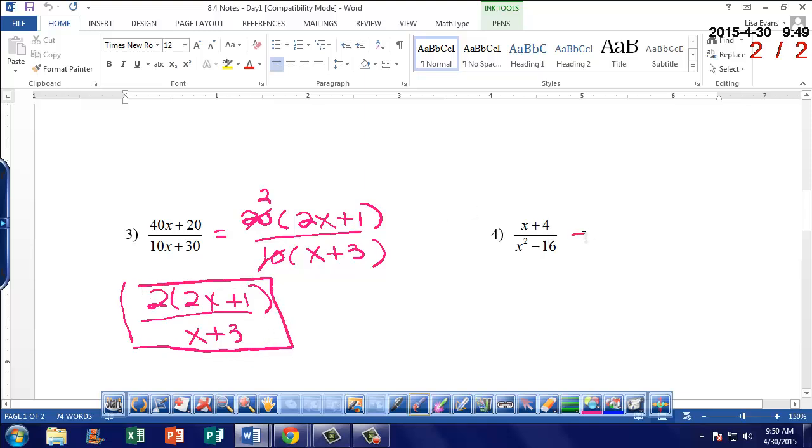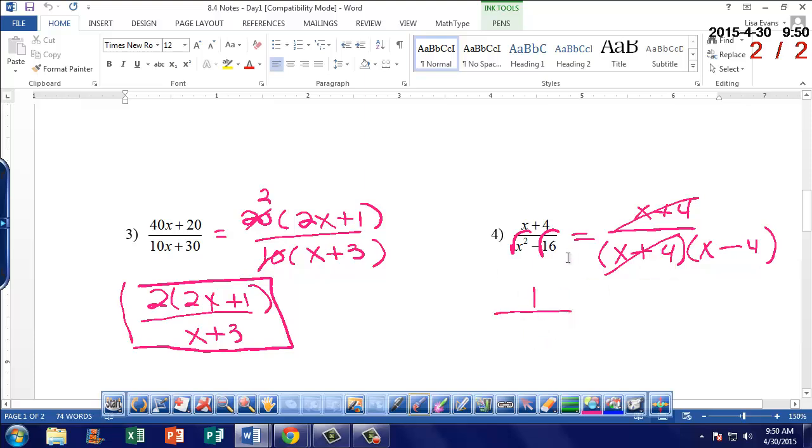Okay, number 4, the numerator I cannot factor, but the denominator, here I have 2 terms, no GCF, so this is a difference of squares. If I square root x squared and I square root 16, I get 4. So I have x and 4 in both parentheses, and I have one a plus, one a minus. The x plus 4 factors out. Now, what's left on top? Don't tell me 0, it's a 1. So when I divide x plus 4 by x plus 4, I'm left with a 1. So 1 over x minus 4.